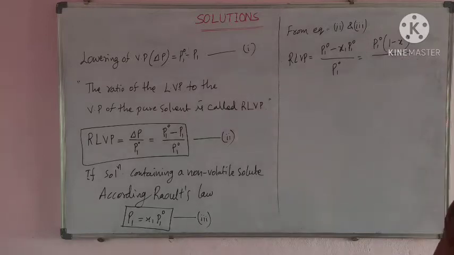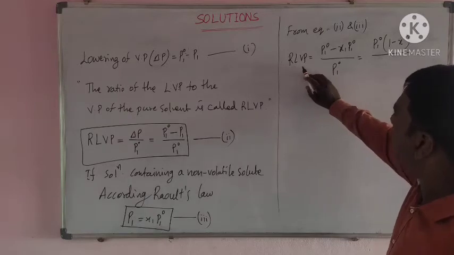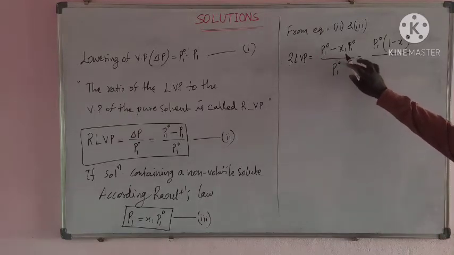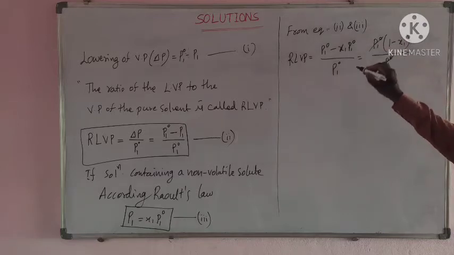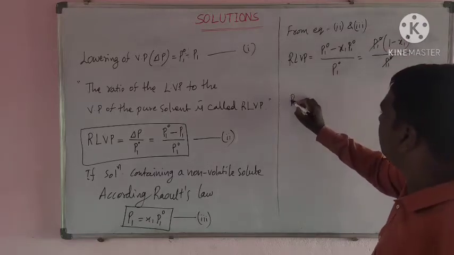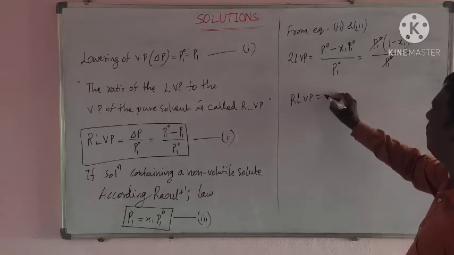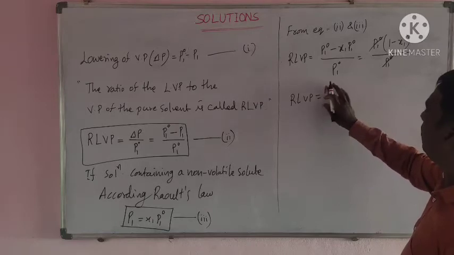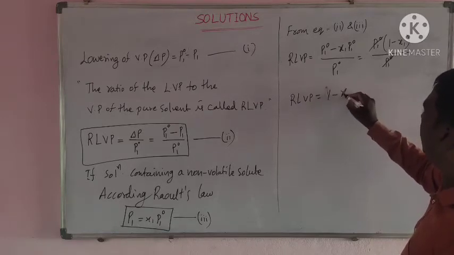Okay, here RLVP is equals P1 naught minus x1 P1 naught by P1 naught, that is equals P1 naught into 1 minus x1 by P1 naught. P1 naught gets cancelled, then RLVP is equals 1 minus x1.